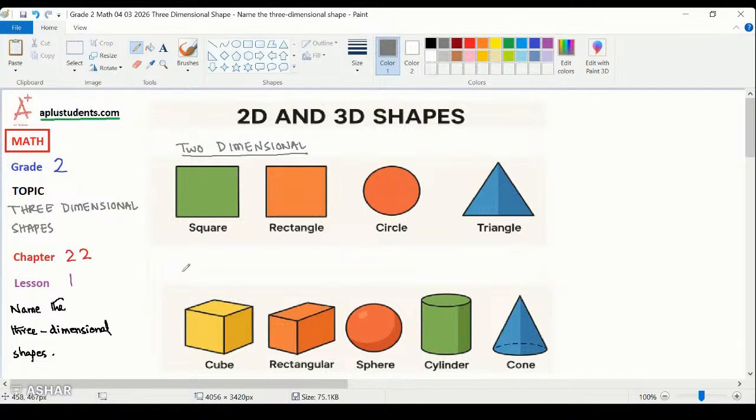These would be 3-dimensional shapes. Okay, what happens is a square becomes a cube, a box, right?